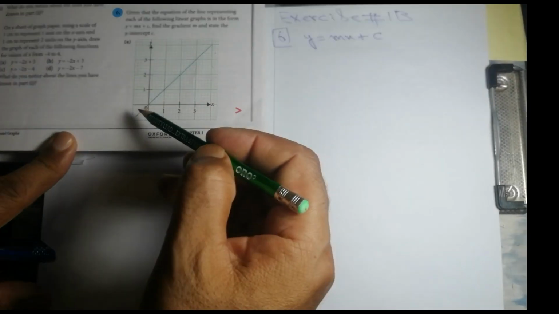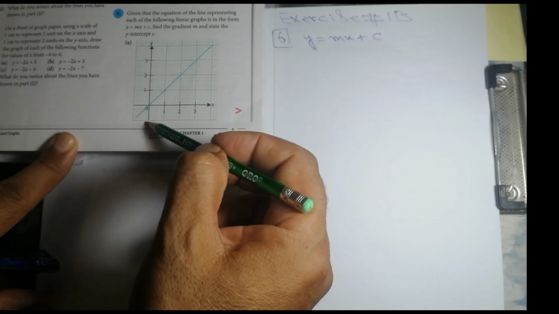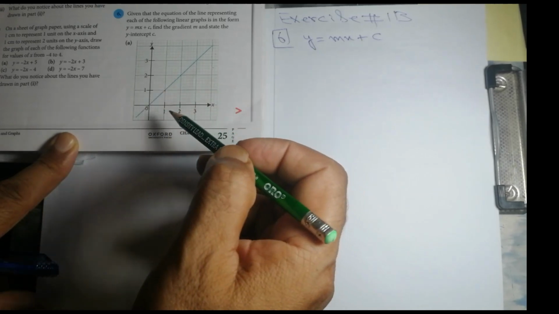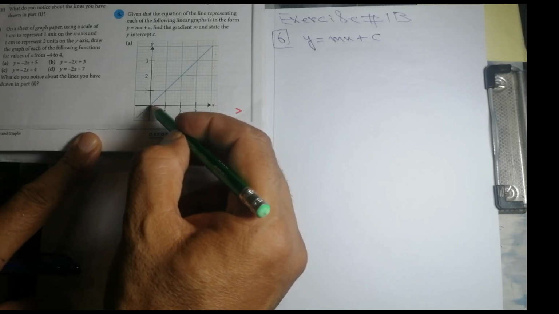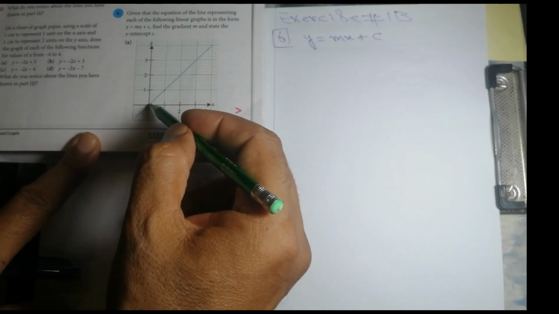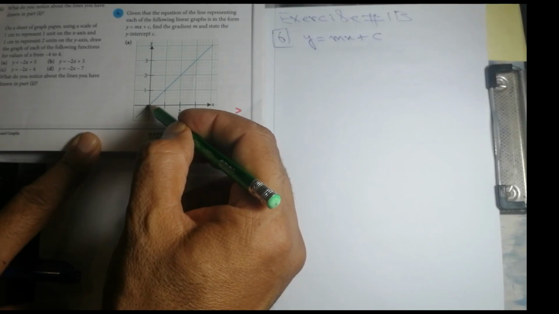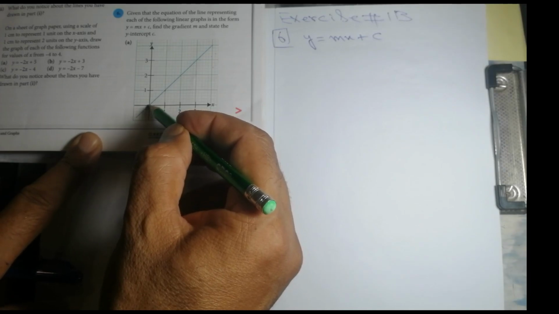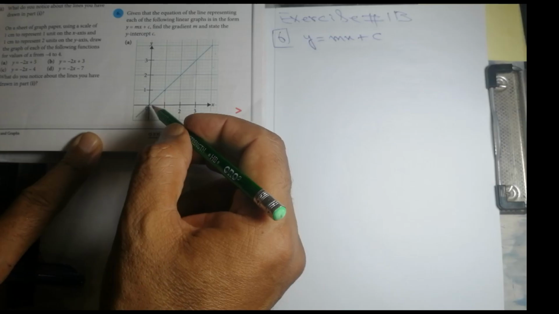So for this graph, we need to find m, which is the gradient, and the y-intercept. What is the y-intercept? The y-intercept we can find on the y-axis. The y-intercept we will always find on the y-axis and not on the x-axis. For example, this line is intersecting the y-axis at point (0, 0). For this point, the coordinates are 0, comma 0. It means x is 0, y is 0. So y is 0 here, so its y-intercept is 0. And what is the gradient?